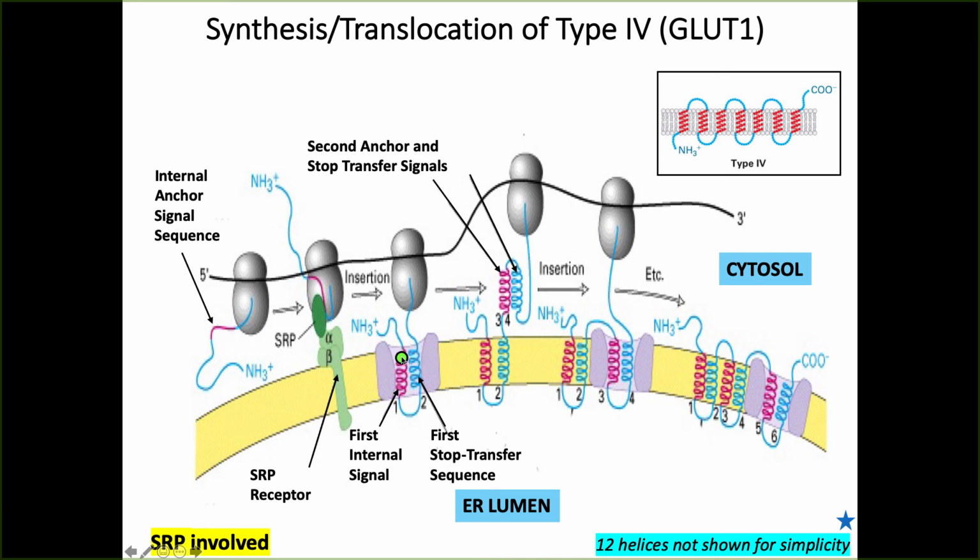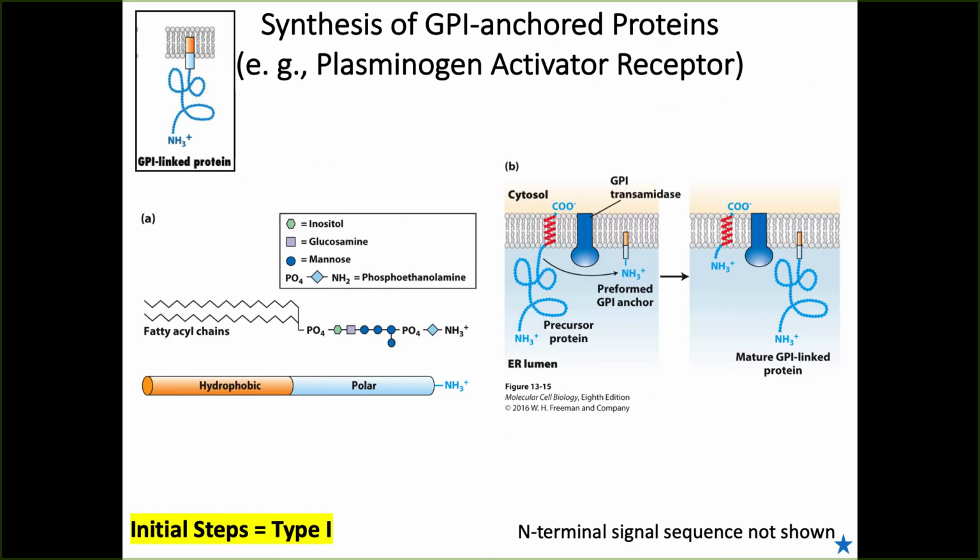So just make sure that you gradually understand the process: the first one, the purple sequence, the SRP is involved to bring it to the translocon, whereas the second one is stopping the transfer so that they can diffuse out into the membrane, and then the third one is made, and that will bring it to the translocon, and so on. So that's the process of your type 4.